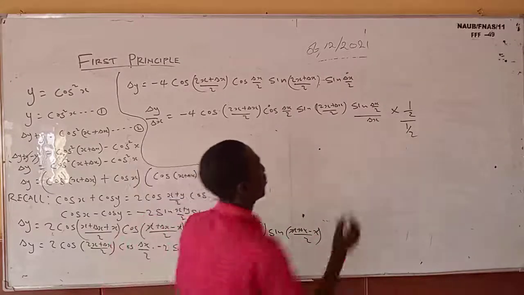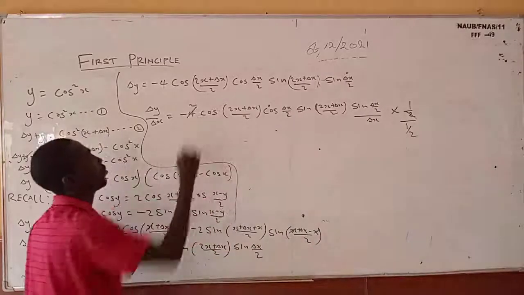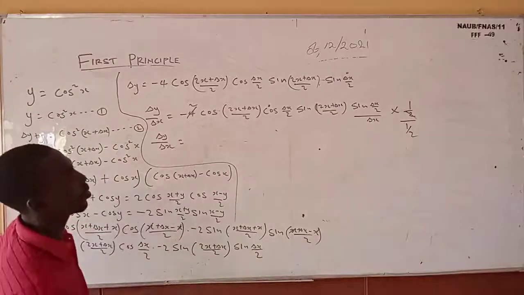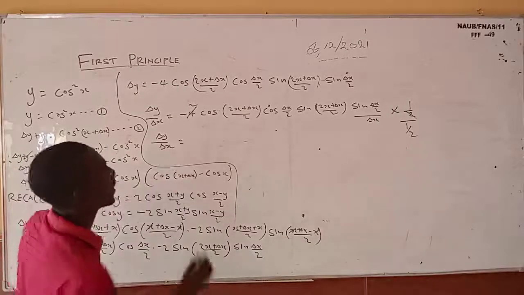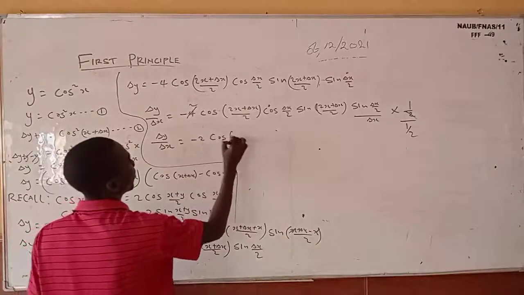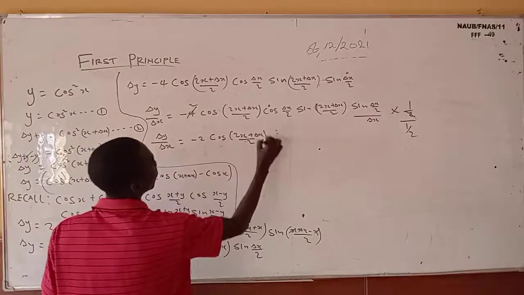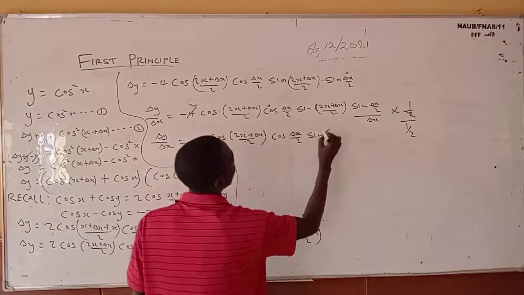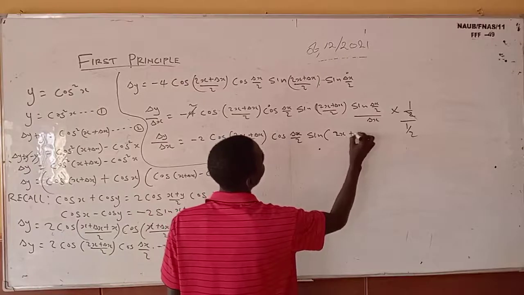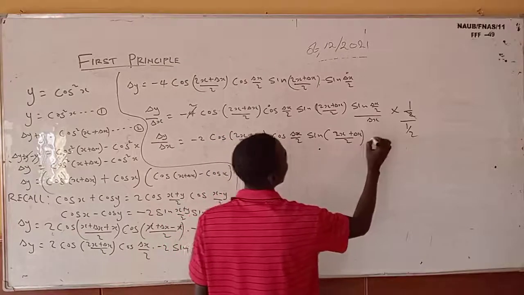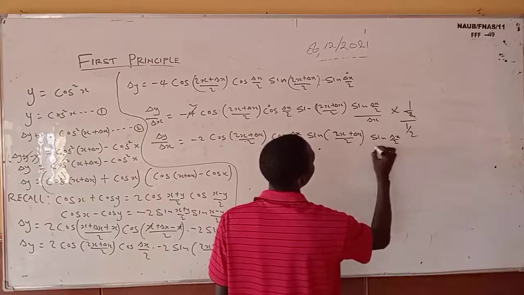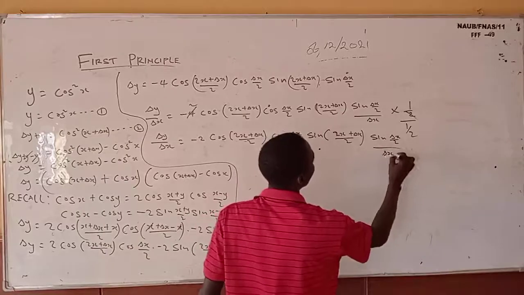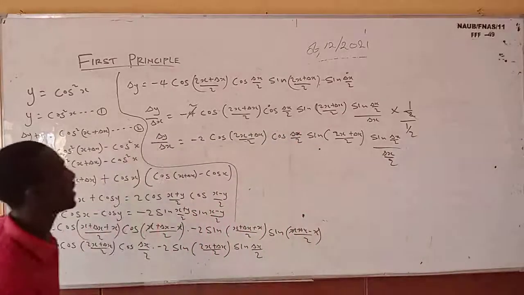And if you look at this, 2 here, 1, 2 here, 2. So we'll be left with change in y over change in s equals minus 2 cos (2s plus change in s over 2) cos (change in s over 2) over sin (2s plus change in s over 2). Then sin (change in s over 2) all over change in s times half, which is change in s over half. So now we can take the limits.